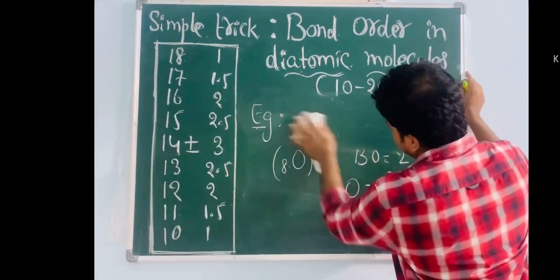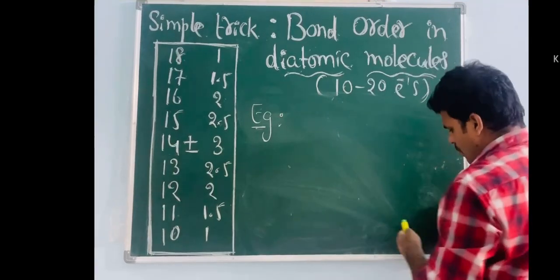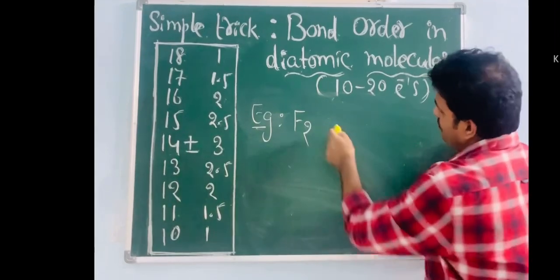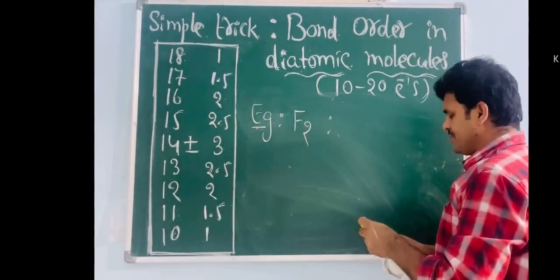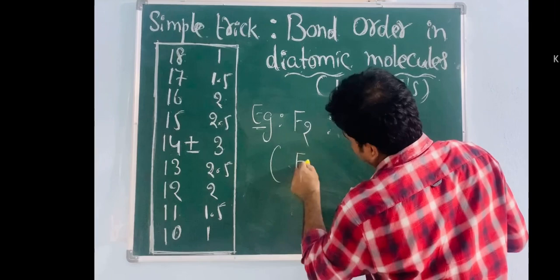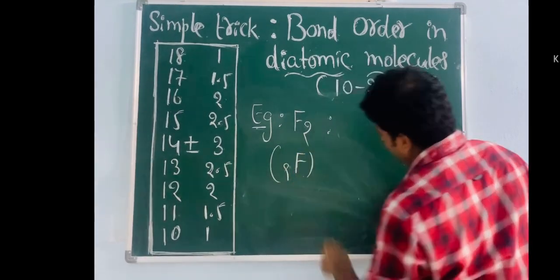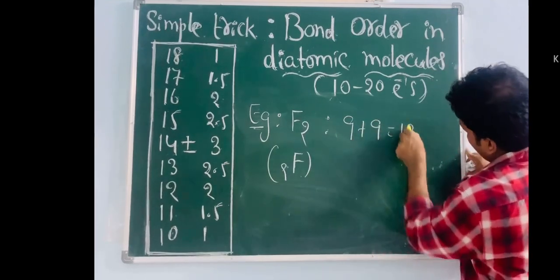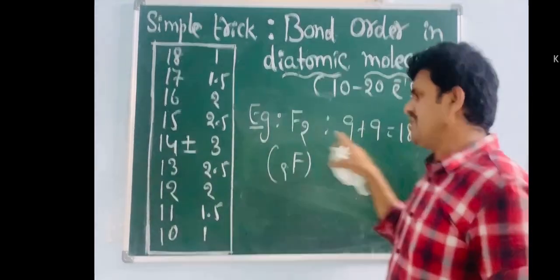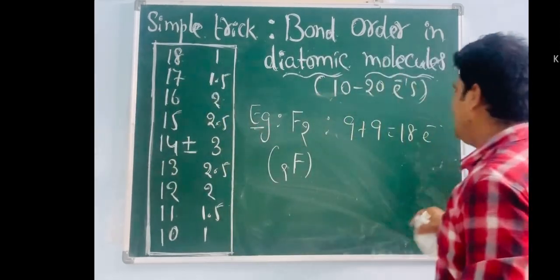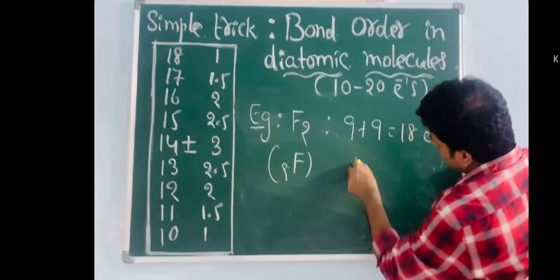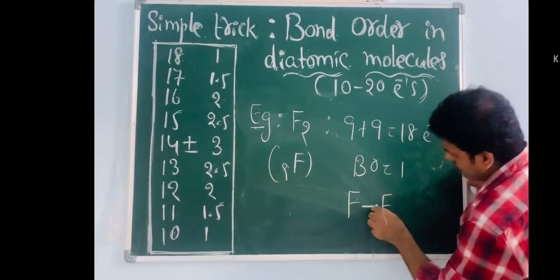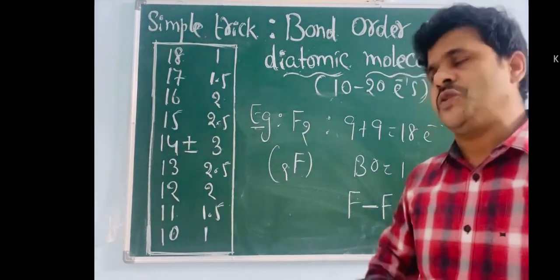Okay, next one students, next example, the fluorine molecule, F2. Students, in the fluorine molecule, the fluorine atomic number is 9. There are 2 fluorine atoms present, 9 plus 9, that equals 18 electrons. 18 is 14 plus 4, that is bond order 1. So bond order 1 indicates that between the 2 fluorine atoms only 1 bond is present.